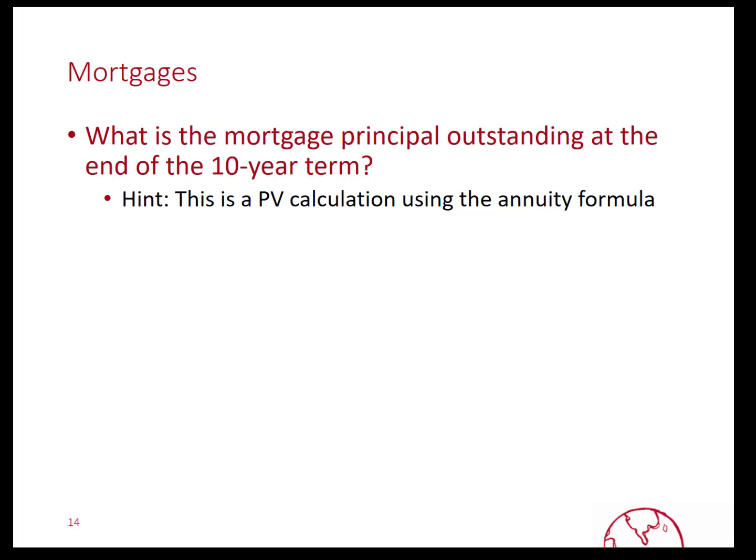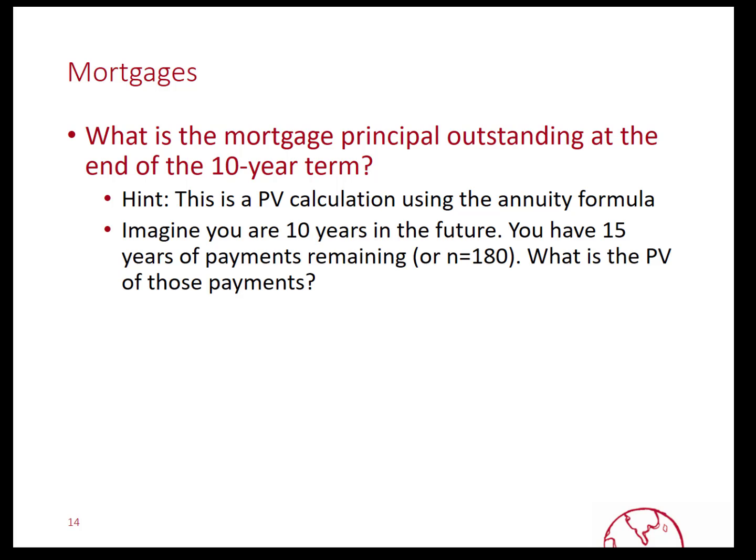Okay, so what's your amount outstanding at the end of the 10-year term? Remember that you had to refinance at the end of 10 years. So this is simply a present value calculation where you have to calculate the number of periods remaining. So with 10 years gone, that means you have 15 years remaining with 12 payments per year, so 180 periods.